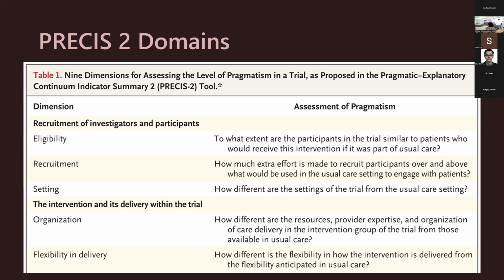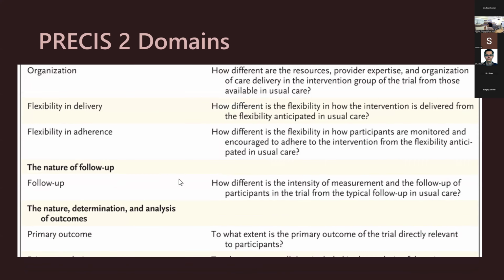Flexibility in delivery of the intervention is how different the flexibility in the intervention is from the flexibility anticipated in usual care. So while giving an intervention, if I were to compare a trial drug A versus trial drug B, and it involves increasing the dose at certain intervals, the flexibility should be as per the treating physician's discretion and not something as per the standard trial protocol.